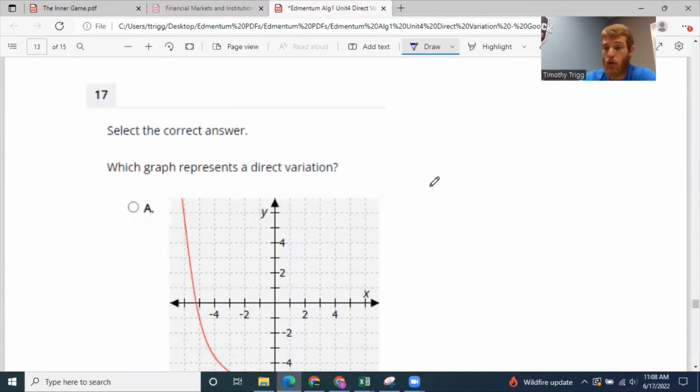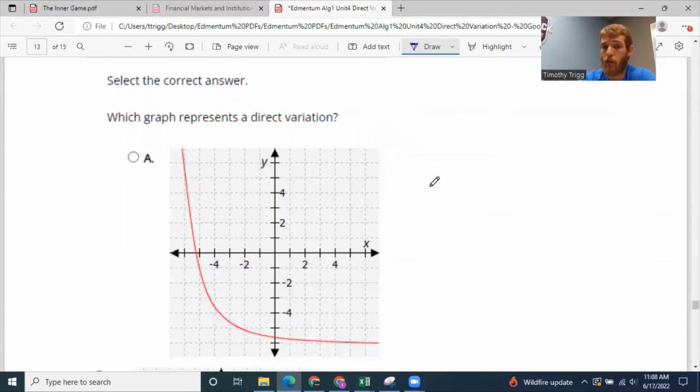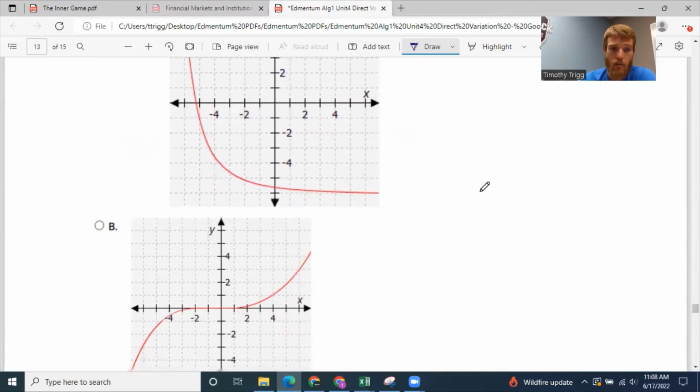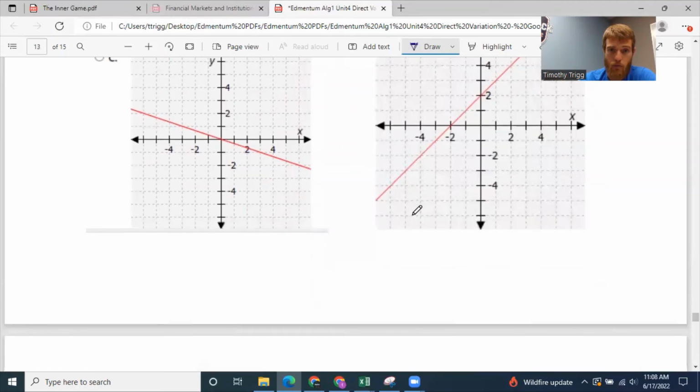Which graph represents direct variation? Well, remember, the couple things we need to look for in direct variation is it needs to be a straight line and it needs to go through 0, 0. So that's what you're looking for, a straight line that goes through 0, 0.